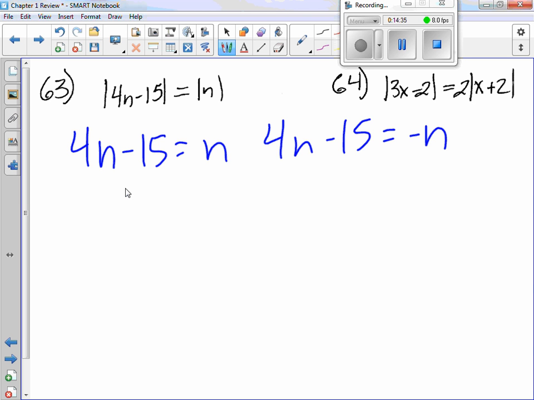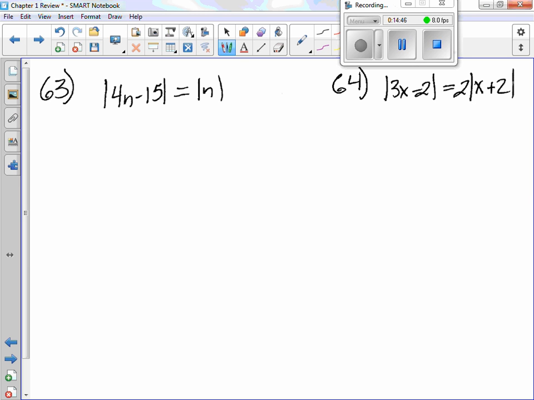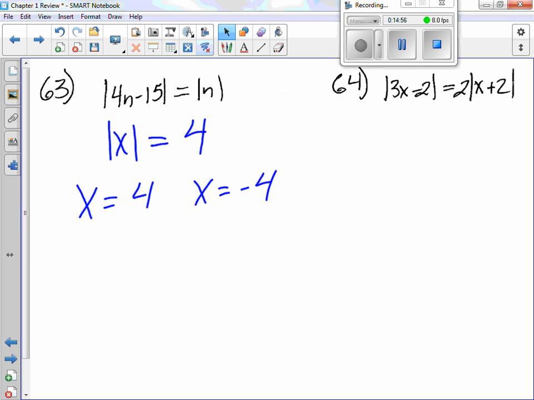Now, if you're wondering, why don't we also do two cases where 4n minus 15 is negative? Why do we just do it to one side, not both? Well, I'll do a simpler case. If we said the absolute value of x is equal to 4, so we know x equals 4, x equals negative 4. Well, if we do the other side, we say x is equal to 4 and negative x is equal to 4, or we change the value of x.